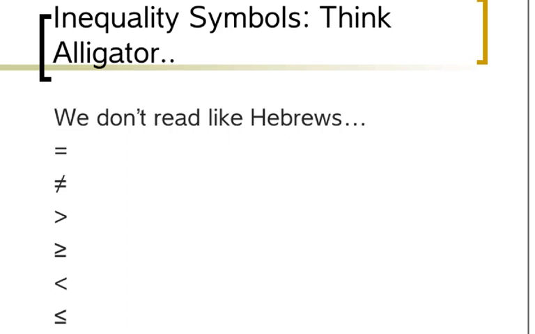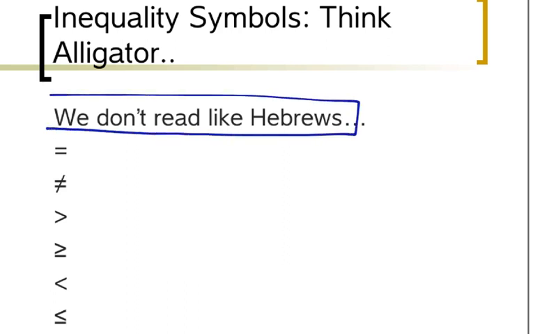Now, inequality symbols are the next thing we need to talk about. And hopefully you had a good elementary school teacher who taught you about the alligator analogy, where these inequality symbols act like an alligator looking for a hungry meal. Now, when we read them, many students get it confused as far as which one is which, whether it's greater than or less than, based on which side the X is on. So we get confused. And so I try to come up with this, that we don't read like Hebrews. Hebrews read right to left. In English, we read left to right.